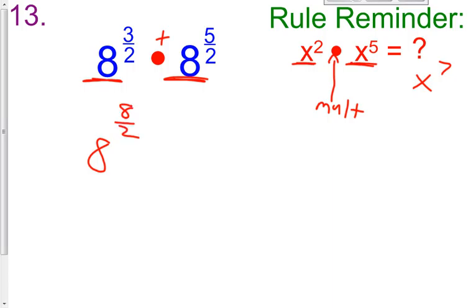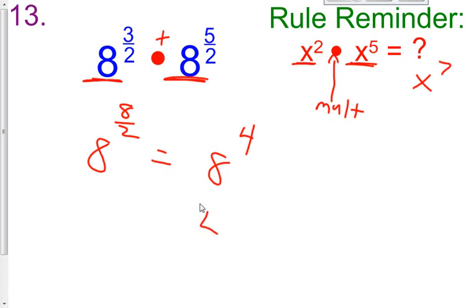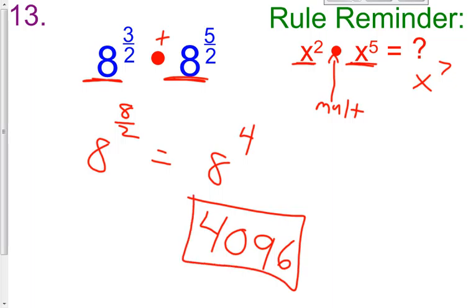8 raised to the 8/2, which is the same thing as 8 raised to the 4th. This one, there's no changing forms because our answer is basically done once we put it into our calculator, because I don't know what 8 times 8 times 8 times 8 is. We can find it. 8 raised to the 4th. Our answer is 4096. There's our answer for number 13.